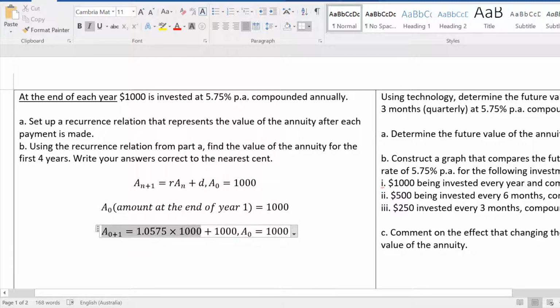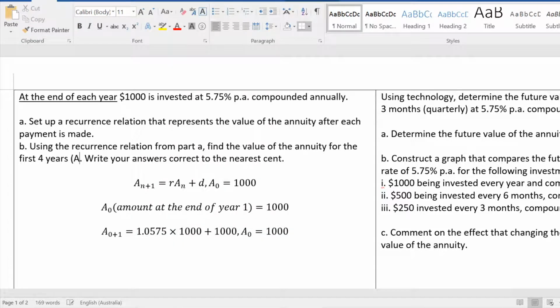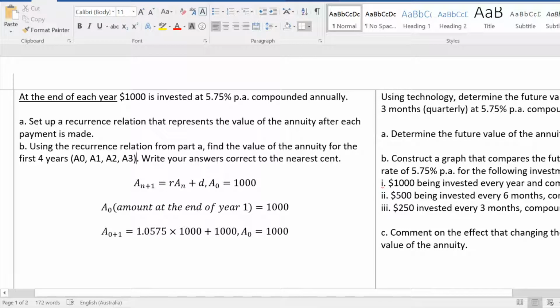Now, think about what this is calculating. This is going to calculate the amount that we have at the end of the second year. So we're actually into answering part B now, and we're trying to find the first 4 years. So we're looking for A0, A1, A2, and A3. We won't need to do A4 because A0 gives us the amount after the first year, then the second year, the third year, and the fourth year. It answers it all for us.